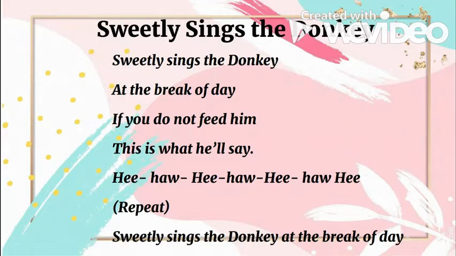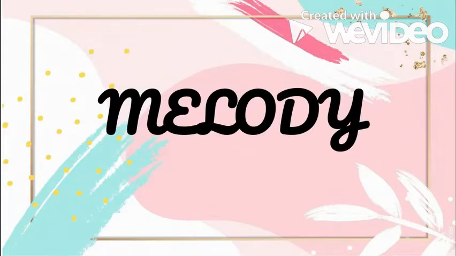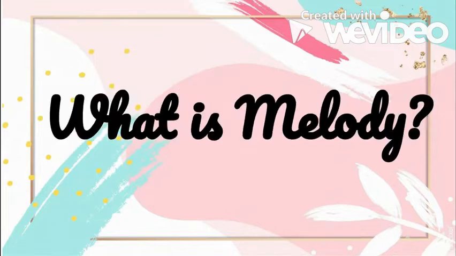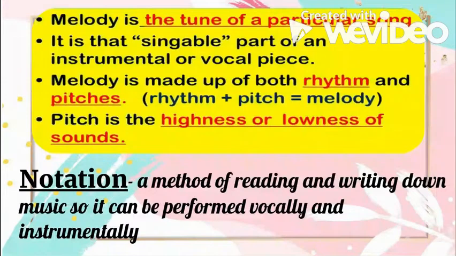All right, so what have you observed from the song? How about the tune of the song? Okay, the tune of the song, we call it melody. Do you know what melody is? Okay, what is melody? When we say melody, this is the tune of a particular song. It is that singable part of an instrumental or vocal piece.